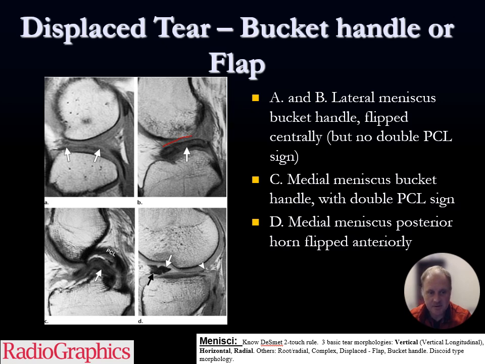But this was a medially displaced bucket handle. We did not have the double PCL sign. Here's an example of what a double PCL sign might look like, where you have a PCL sort of looking thing right in front of the real PCL. Here's where a meniscus flipped anteriorly. So this is the anterior horn. This is the posterior horn, which is in an abnormal place. You would never call this a normal meniscus just because it does not have that expected triangular shape.